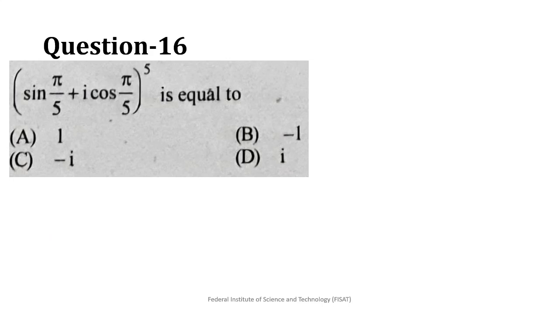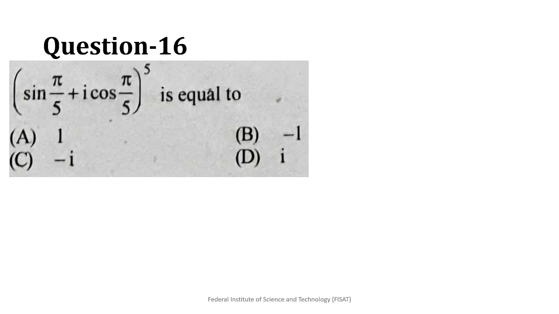Next question: sin pi by 5 plus i cos pi by 5, the whole raised to 5. So this is not the Euler form. Euler form is cos theta plus i sin theta. Then only you can apply the formula of cos theta plus i sin theta the whole raised to n. So you have to first convert it into that form.